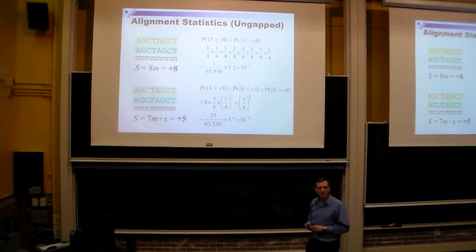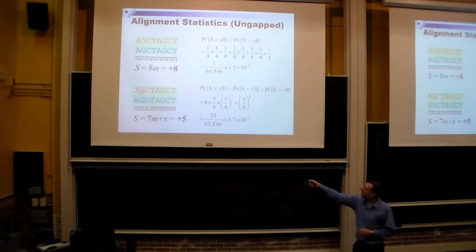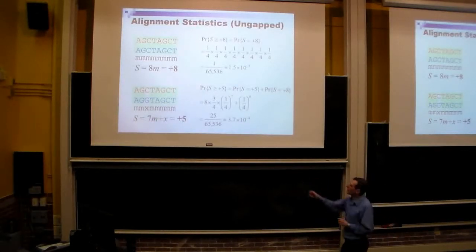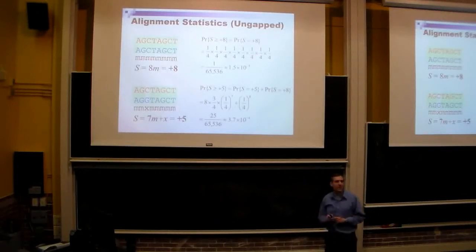Question? Are there errors within this method? Well, we're assuming we have 8 bases here, so any one of these can be the mismatching base. That's why we need this leading 8 here. So we have to sum over all of the possibilities. Any other questions about this?